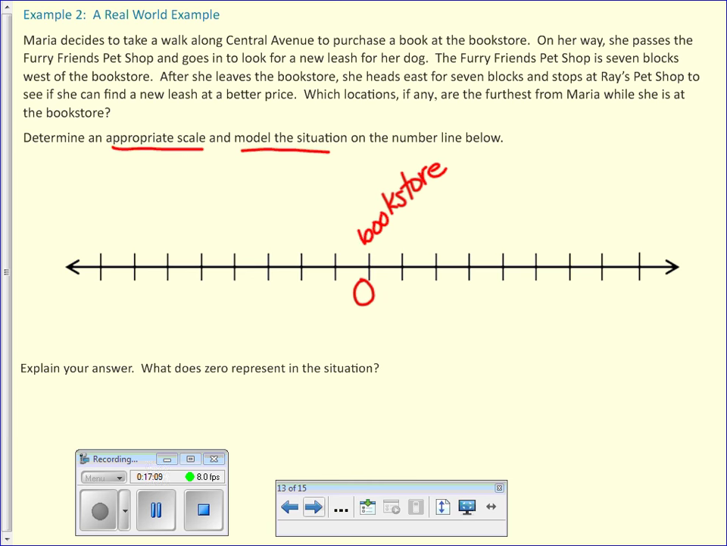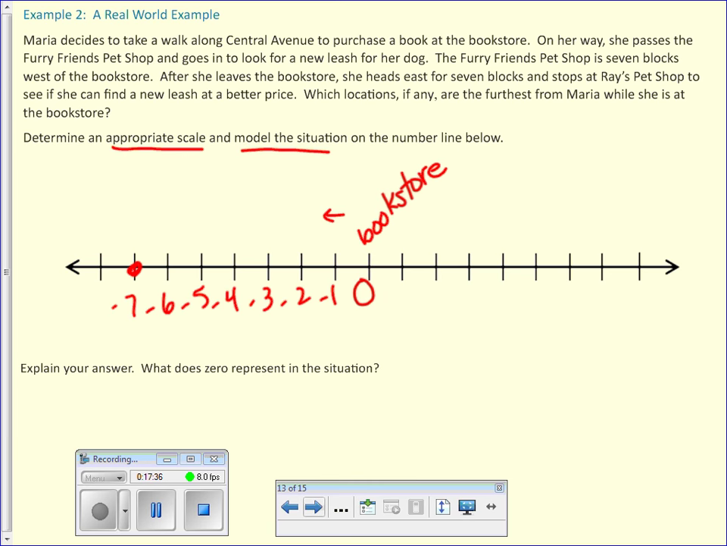7 blocks west. So west is going to go that way. So -1, -2, -3. I mean, really, can you walk -7 blocks? No. No, it's still 7 blocks. 7 blocks is 7 blocks. You can't have a negative distance. She still put in the work, still put one foot in front of the other, and walked 7 blocks.